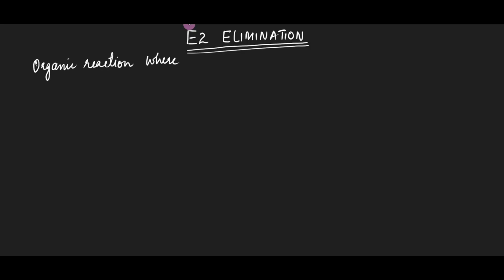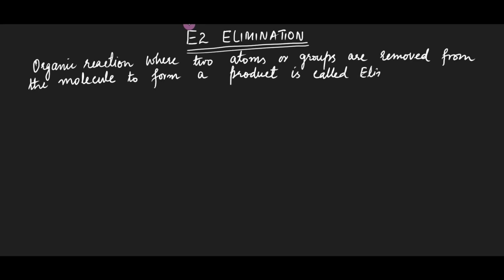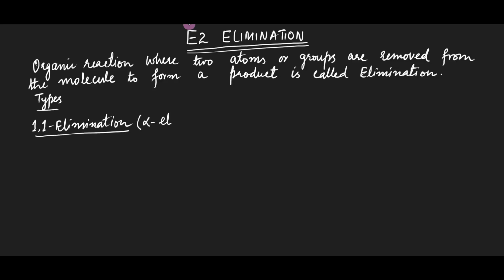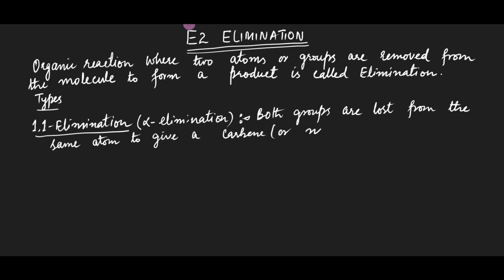Organic reactions where two atoms or groups are removed from the molecule to form a product are called elimination. Various types of elimination are 1,1 elimination, which is also called alpha elimination. In this type of elimination, both atoms or groups are lost from the same atom to give a carbene or a nitrene. For example, consider this molecule, in which X connected to B leaves along with the bonding electron pair, and the bonding pair between B and W is retained on B to form a carbene or nitrene.